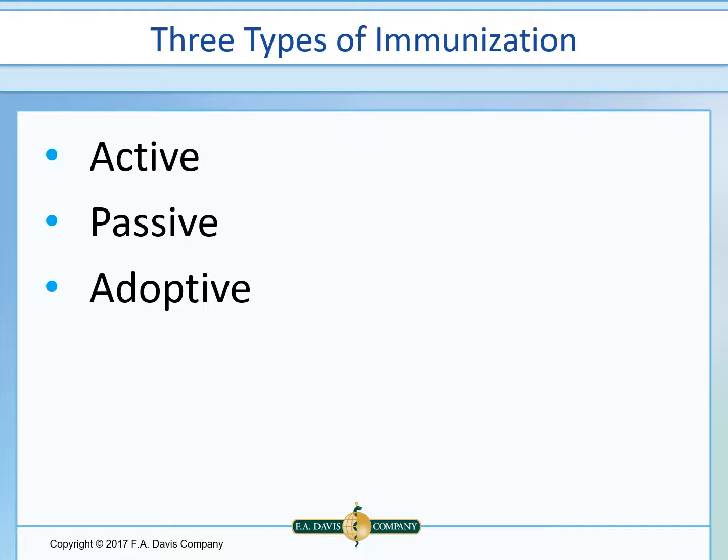Passive immunity results from the transfer of antibodies from an immunized host to a non-immune individual. And adaptive immunity results from the transfer of cells of the immune system, usually those cells being lymphocytes, from an immunized host to a non-immune individual.